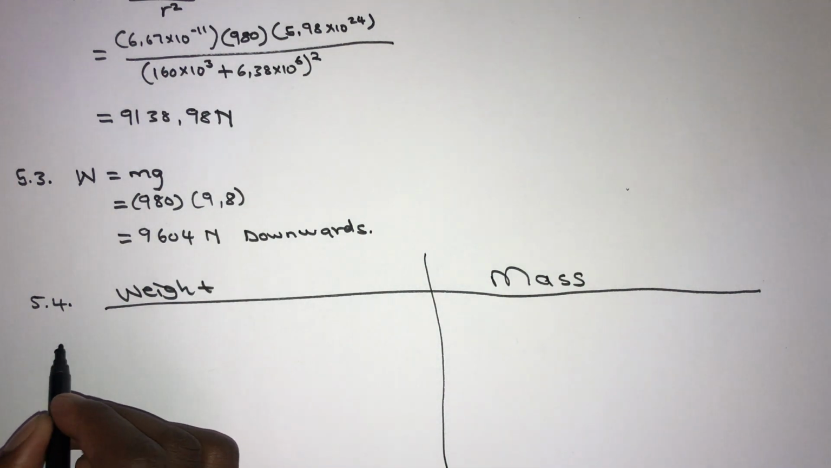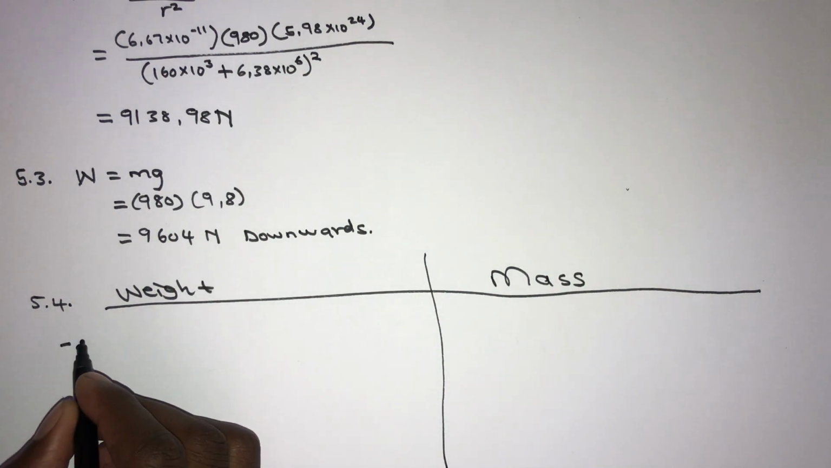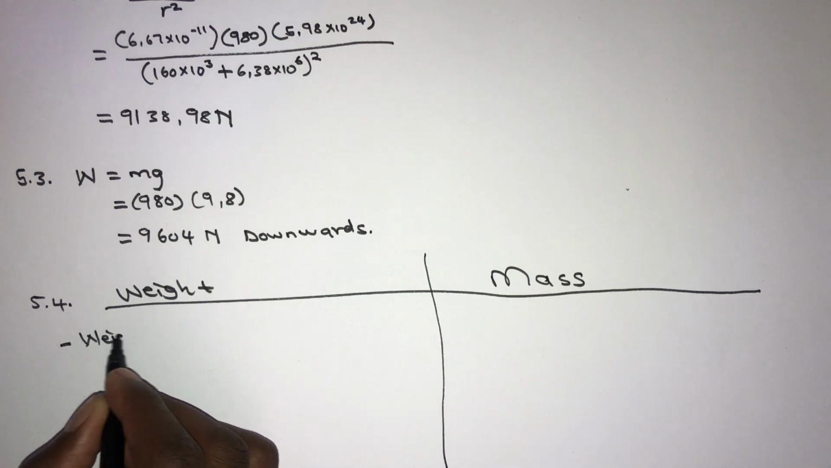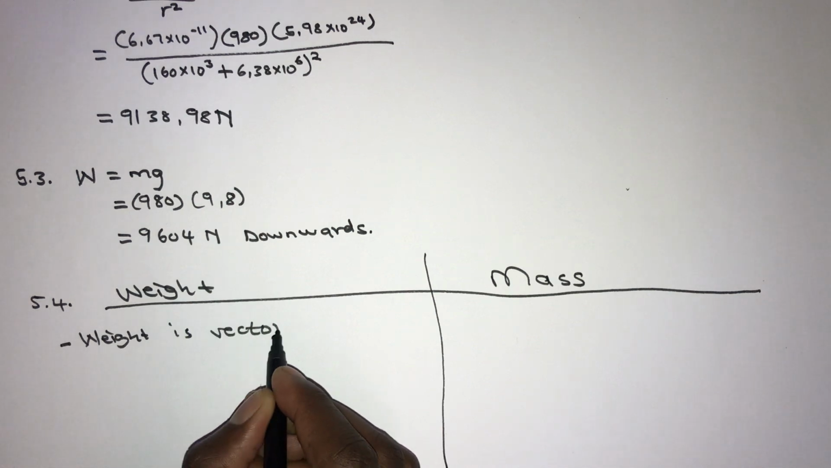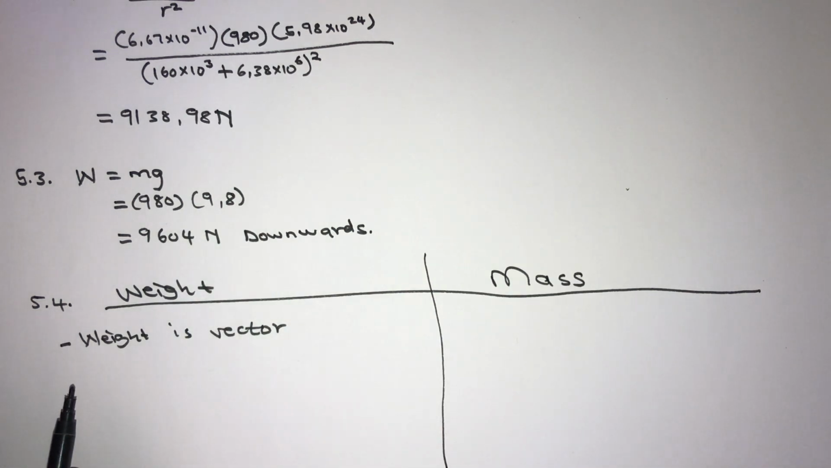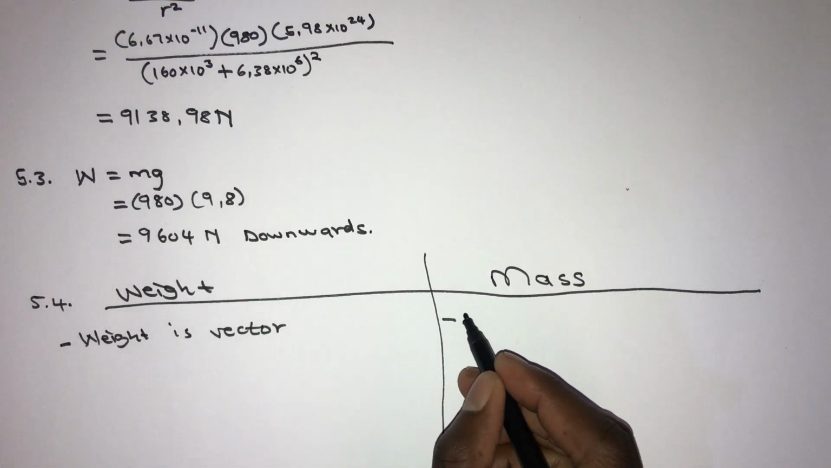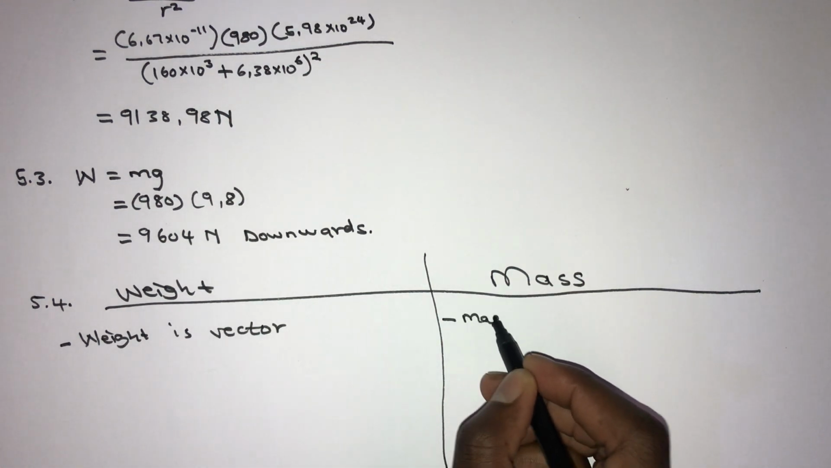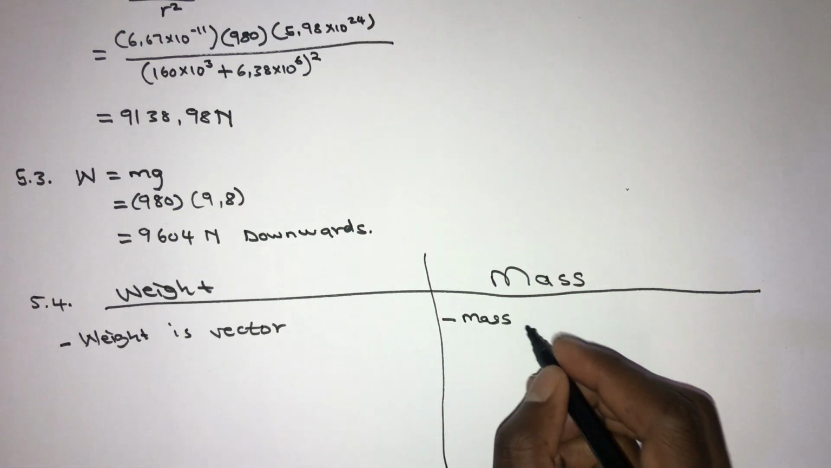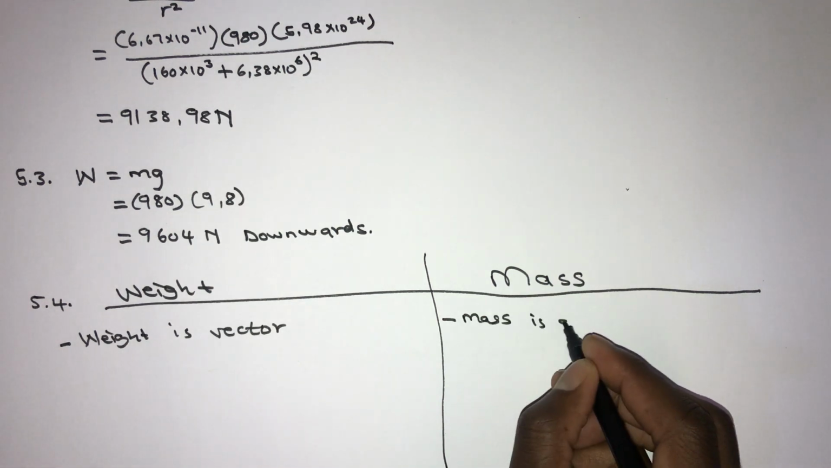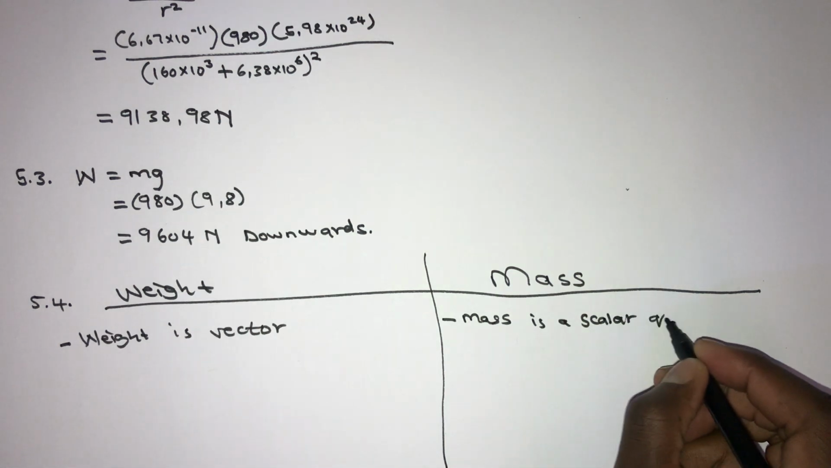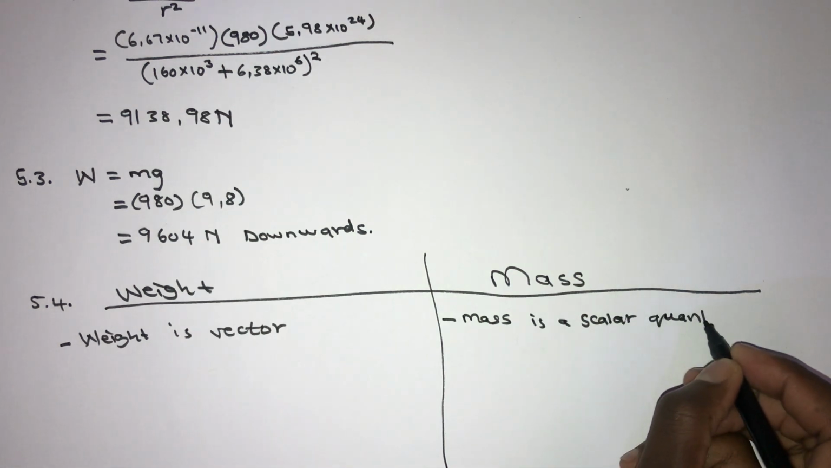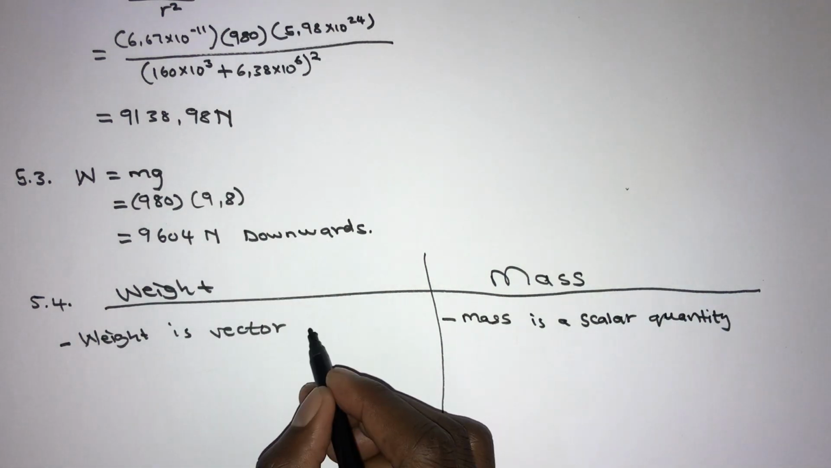So the first point: weight is a vector. We agree on that. Since it has the magnitude and the direction, that makes it a vector. But mass is a scalar. It doesn't have the direction, only magnitude. So mass is a scalar quantity. This one is a vector quantity.